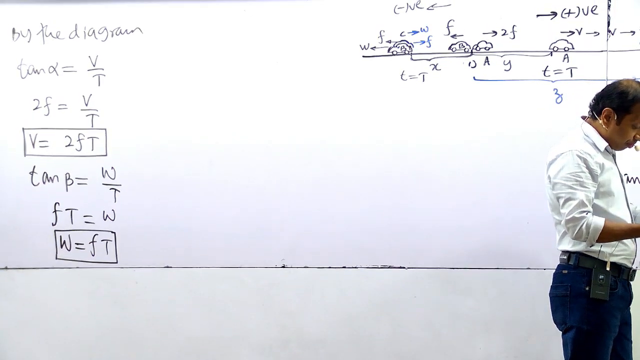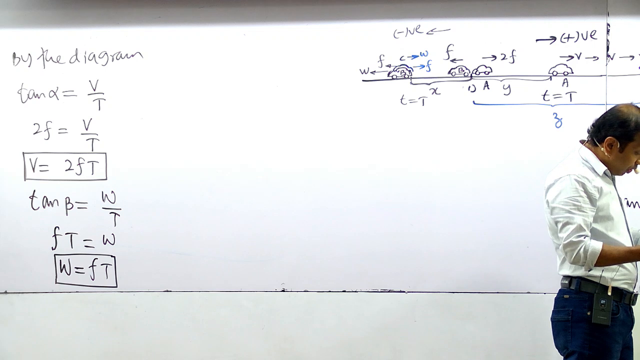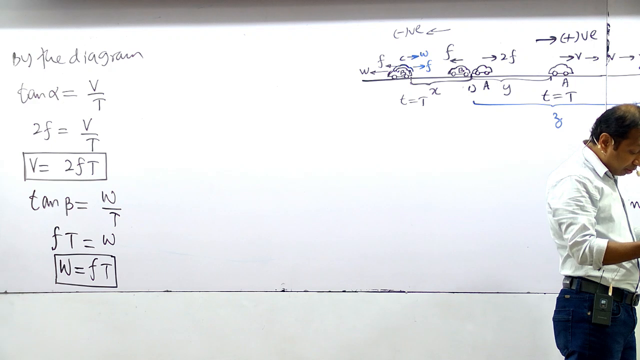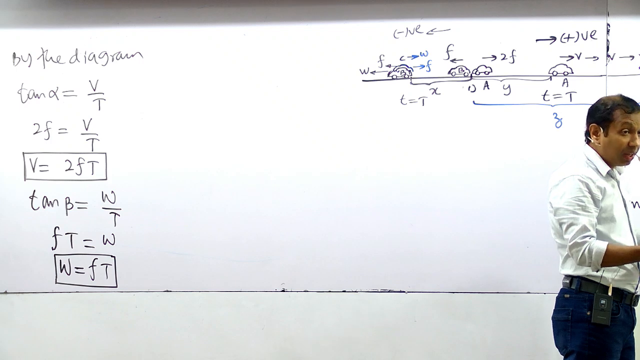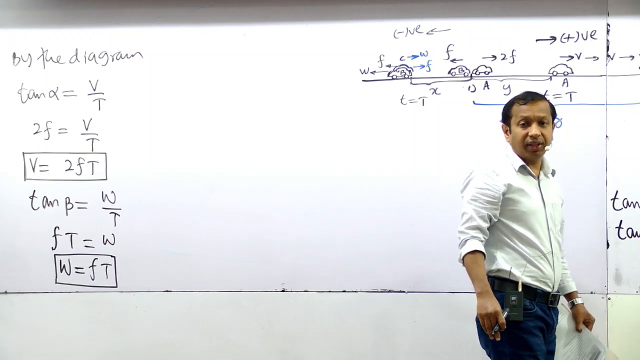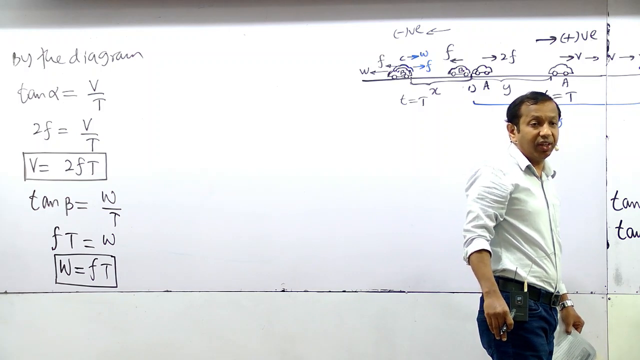What is asked next? Draw the velocity time graph for the cars A, B and C from their start until the car is overtaken by car C. Find the time the velocities of A and C are equal. Can you show me the time moment velocities of A and C are equal?